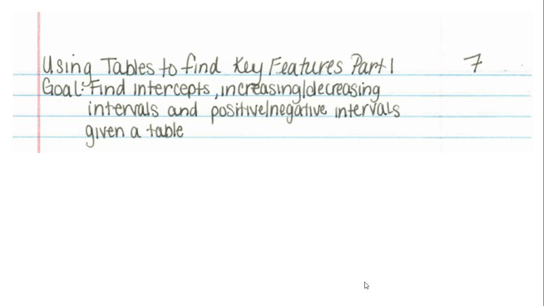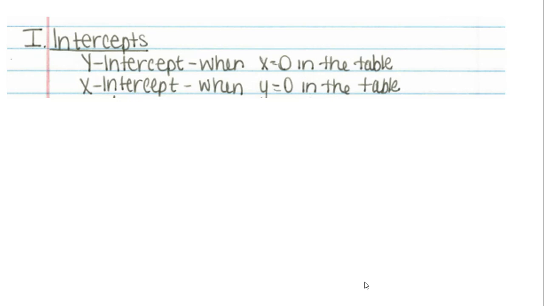And this is fairly easy and straightforward. To find the intercepts, for the y-intercept, you're looking when x equals 0 in the table. And for the x-intercept, you're looking when y equals 0 in the table. Sometimes you might not have those values in the table, so you have to do a little bit of investigating with the values that you're given in the table. And we'll do a couple examples of that.